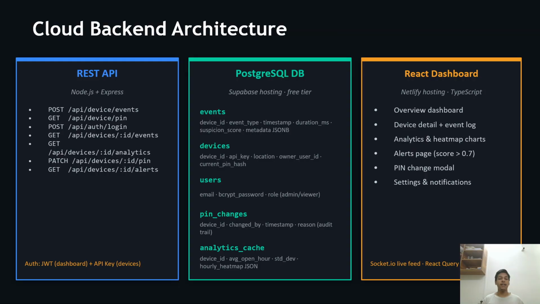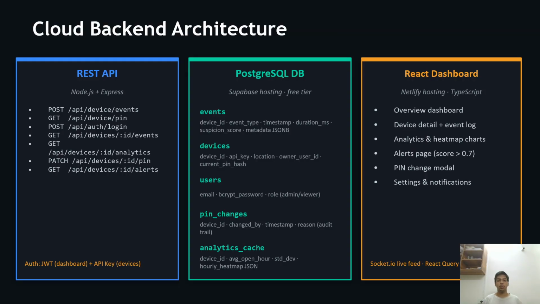Let's look at the cloud backend architecture. The REST API is built with Node.js and Express. It has two separate authentication systems, one for hardware devices and one for the dashboard users. Devices authenticate using a 256-bit API key in the Edge device key header. This is simple and reliable for embedded devices. Dashboard users authenticate with JSON Web Tokens, short-lived 15-minute access tokens paired with 7-day refresh tokens stored in HTTP-only cookies, so they can't be stolen via JavaScript injection.